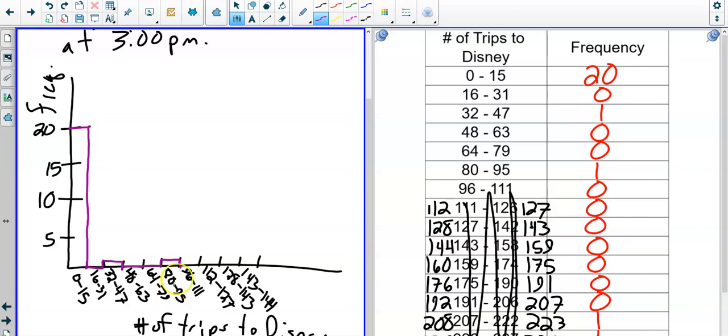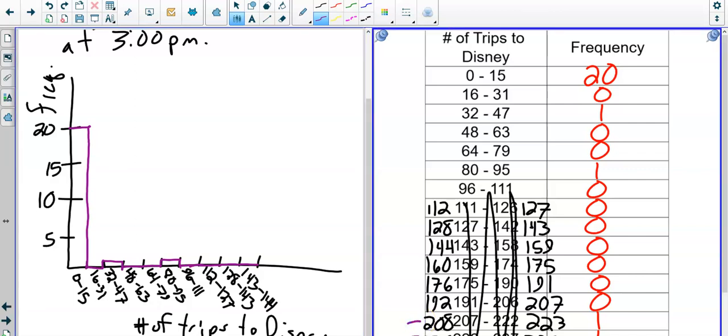And then I've got a bunch of zeros here. 0, 0. Again, all these bars should touch. Okay? And then I would go back up at 1 at these two guys. And that's what your histogram would look like. Not the prettiest histogram, but it is a histogram nonetheless. Okay?